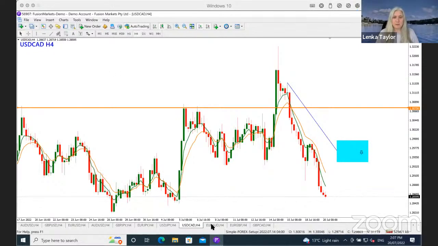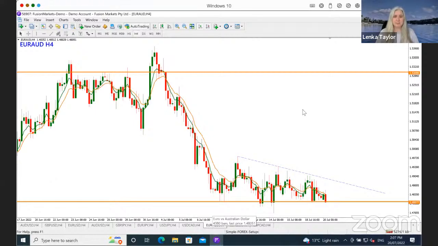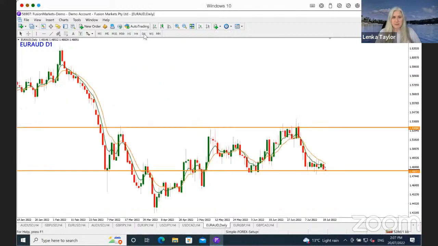Next currency pair I'm looking at is Euro AUD. Now this one is very interesting. On the daily, we had the price action in between the resistance and support at those two main levels for quite some time. We have now been going sideways. There's so much indecision about where this price is going to go.